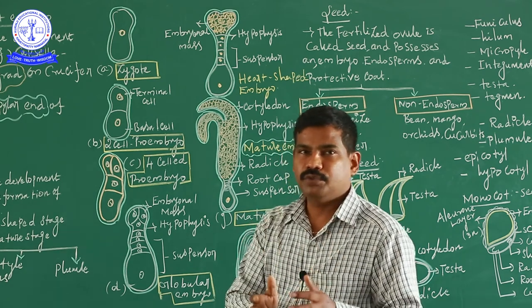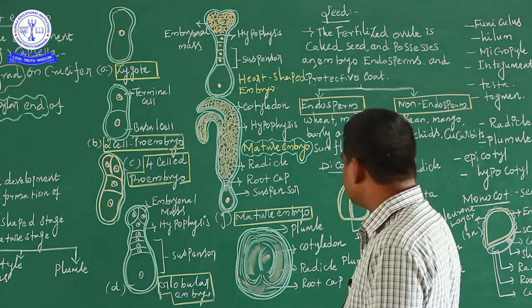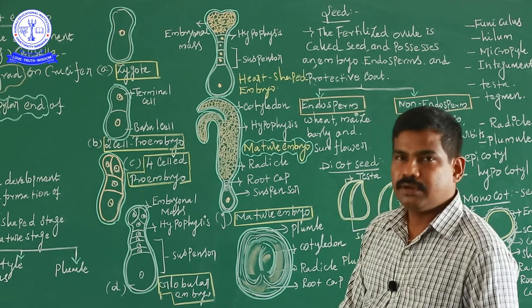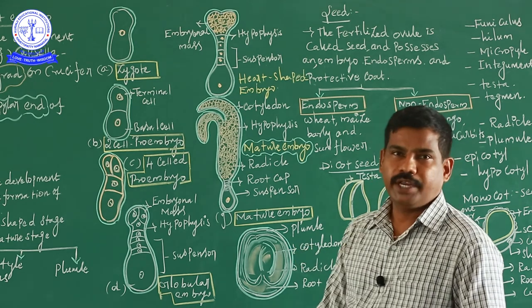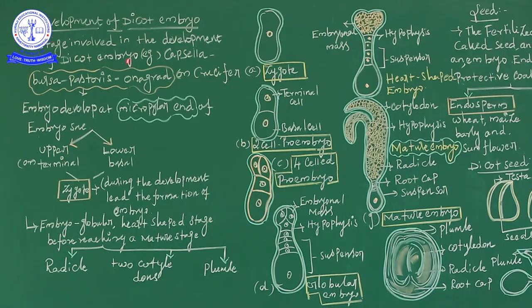This is important, especially in the endosperm, and also the stages called the plumule and radicle. It is informed very naturally by the process involved in the development of the embryo. Okay, then first of all we have to see the dicot embryo. The example plant is Capsella bursa-pastoris, that is the Onagrad type. The example is from the Cruciferae family.